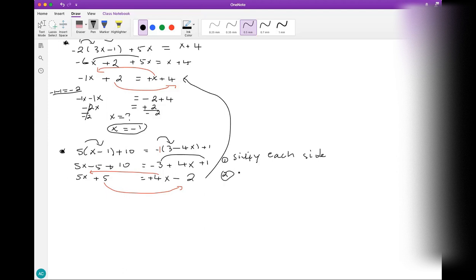Move the x or the variable to one side, and the constants or numbers to the other.